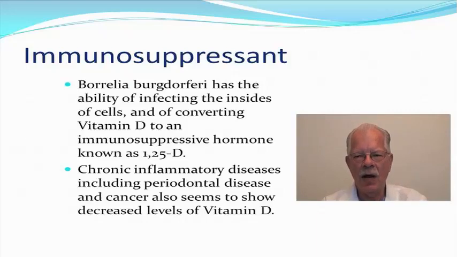Anyone that has chronic inflammatory disease of any sort will show a low value for what's called 25-D. It's vitamin D. It's one of the precursors to the actual 1,25-D, which is a steroid, and that's the active vitamin D. But we find in chronic disease that the level of 25-D is always low.